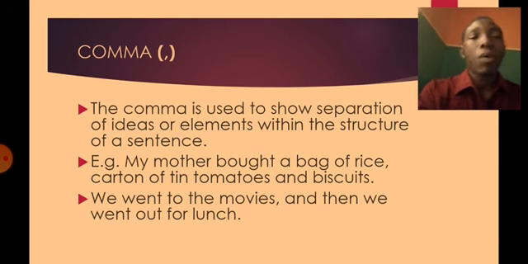For example, my mother bought a bag of rice, carton of tin tomatoes, and biscuits. You can see the comma after the rice. So this one shows separation of elements. Then, we went to the movies, comma, and then we went out for lunch. These are two different sentences that needed to be separated. We went to the movies, comma, and then we went out for lunch.